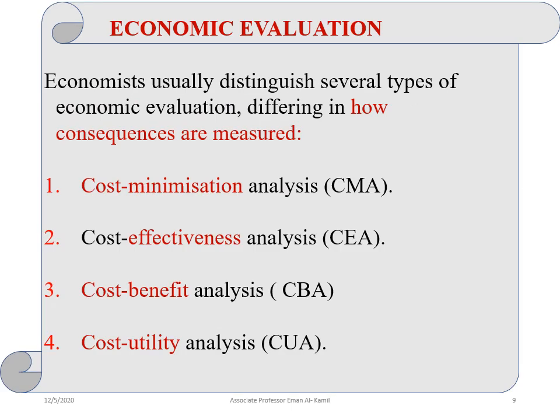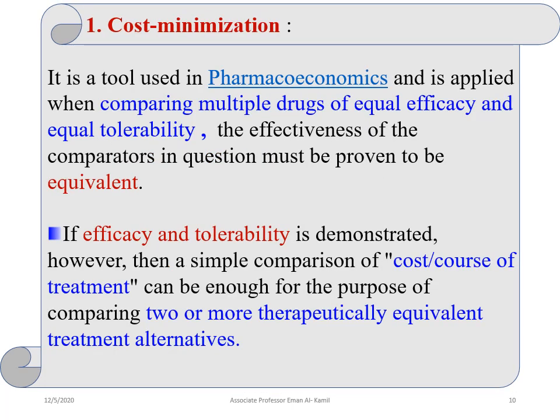So the economic evaluation, we have 4 types of methods in economic evaluation which depend on how the consequences are measured. It depends on the consequences. How are we going to measure the consequences? It is very important to choose the consequences of each program. So first we have cost minimization method, cost effectiveness, cost benefit analysis, and cost utility analysis, and we are going to discuss each one separately.